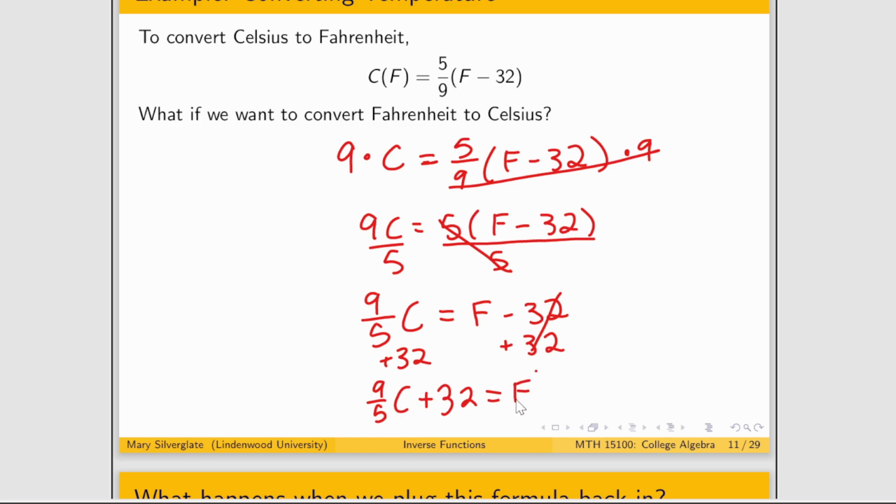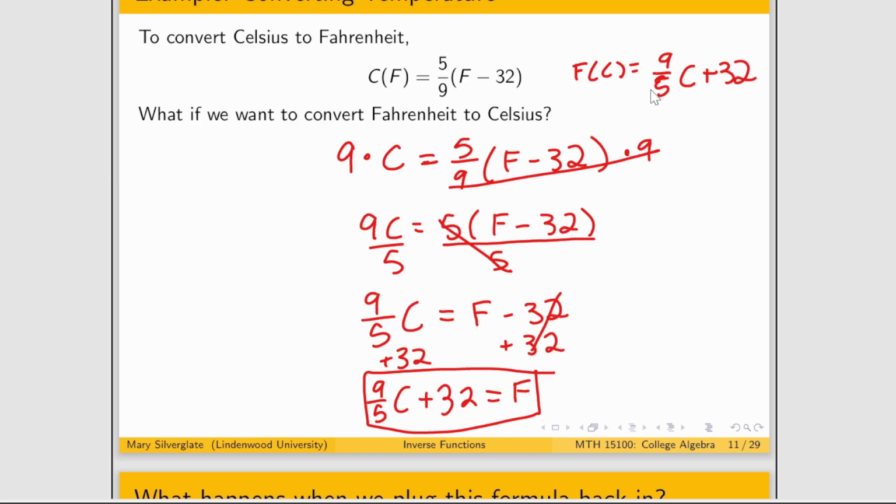So I now have a function for Fahrenheit in terms of Celsius that looks like this. So if Celsius in terms of Fahrenheit is 5/9 times parentheses, Fahrenheit minus 32, the function for Fahrenheit in terms of Celsius is 9/5 times Celsius plus 32.